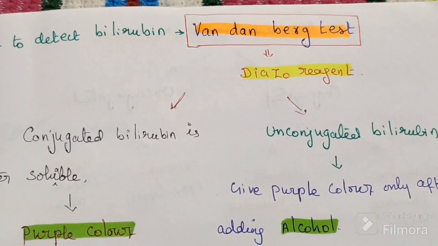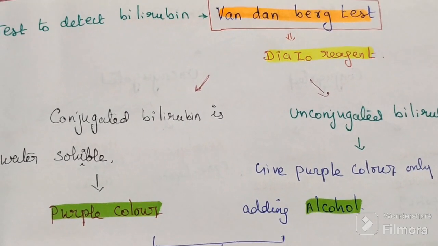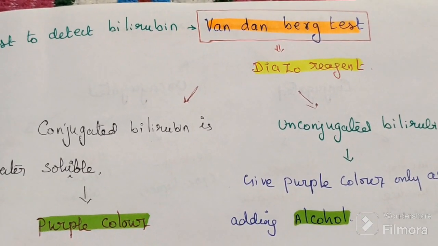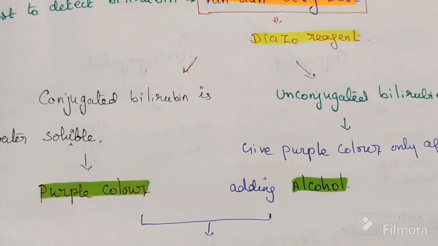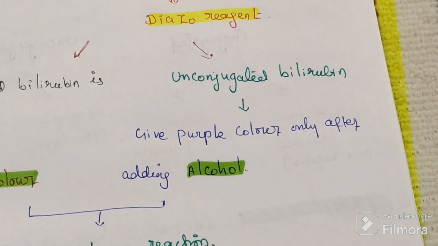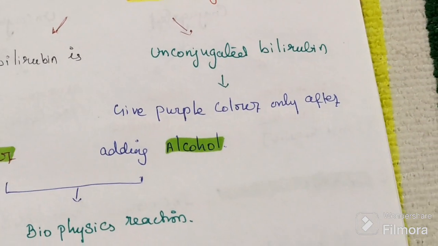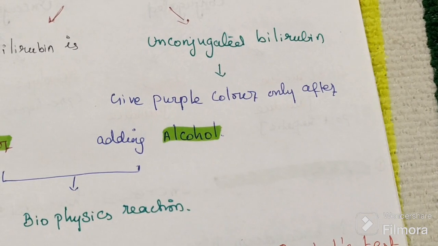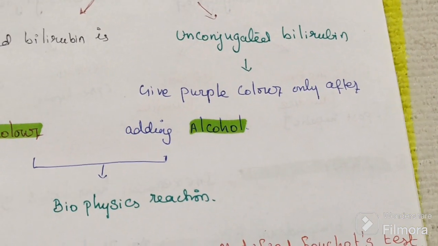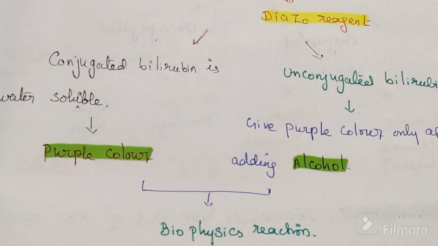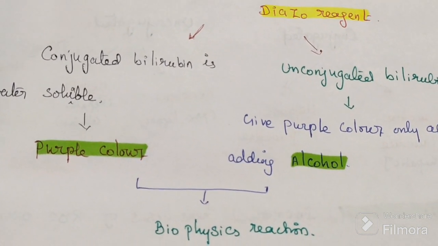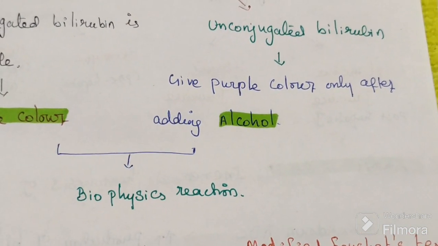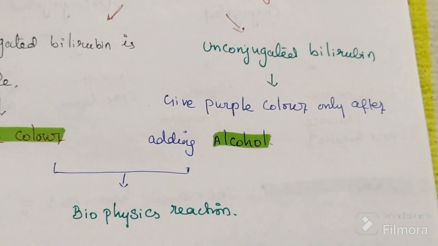This Van den Bergh test has two types. One is for conjugated bilirubin, which gives purple color directly because it is water soluble. Unconjugated bilirubin gives purple color only after adding alcohol. So this one is called indirect bilirubin.